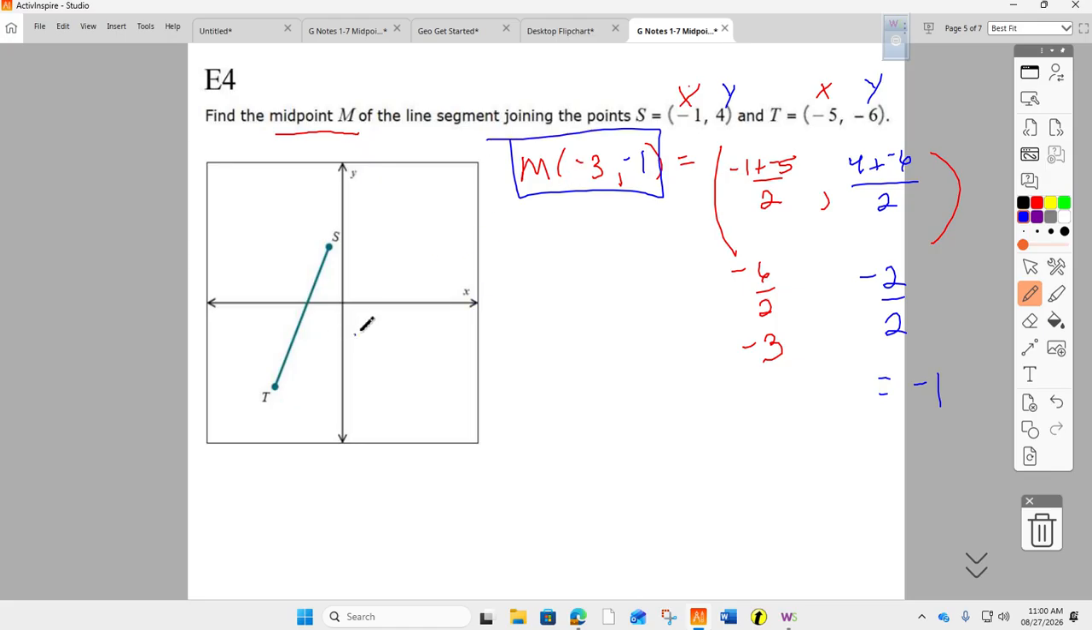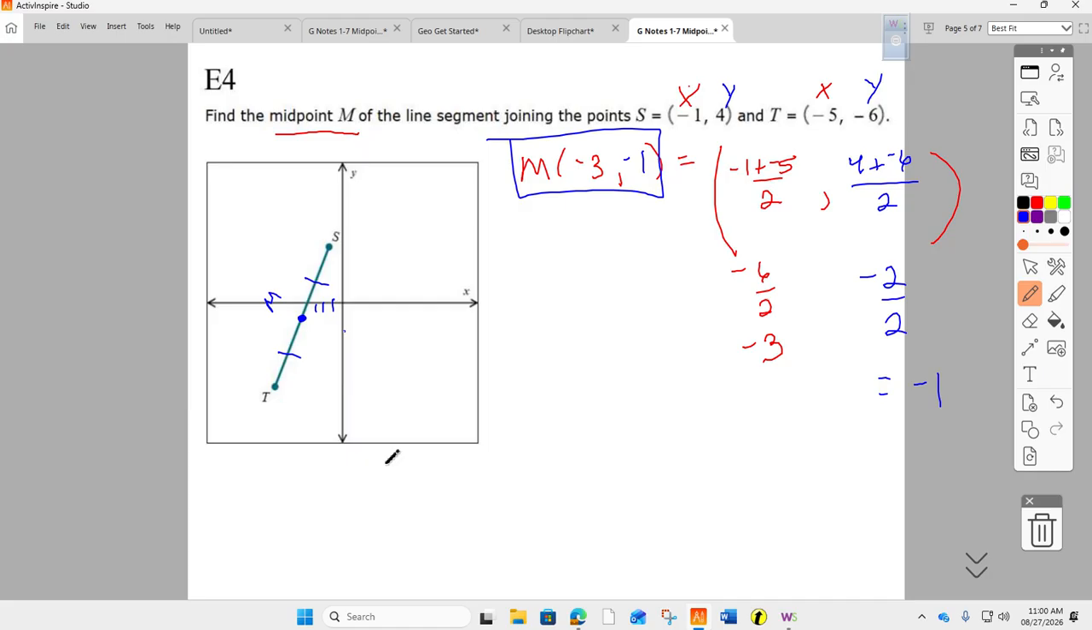So left about 3 and up about 1. Nope, that's not right. Down 1. So left 3 and down 1 is about right there. That was closer to the midpoint than my last estimation. But we know that these two parts of that segment are congruent. Okay?